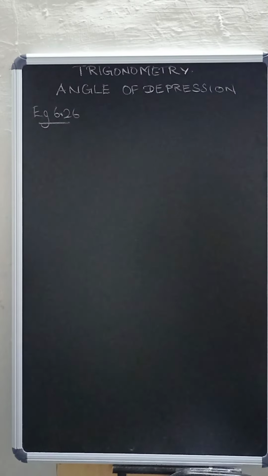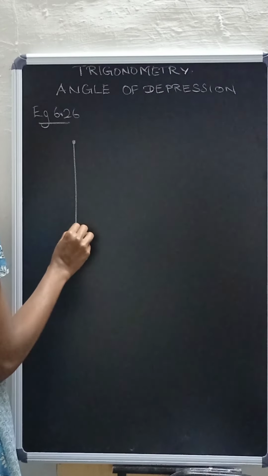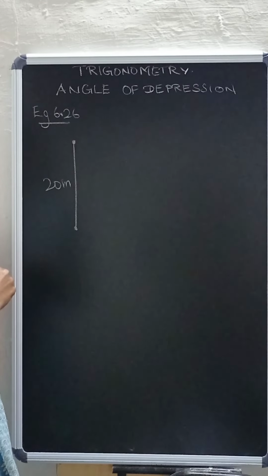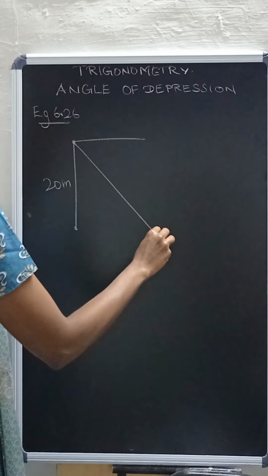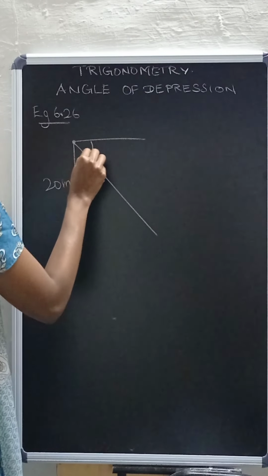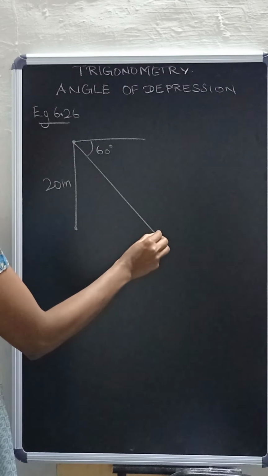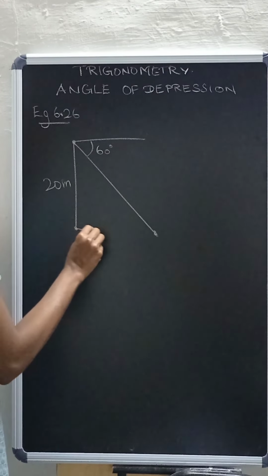Now we'll draw the diagram. A player is sitting on the top of a tower of height 20 meters and observes the angle of depression of a ball lying on the ground as 60 degrees. So he bends his head down 60 degrees and finds a ball lying on the ground. Find the distance between the foot of the tower and the ball.